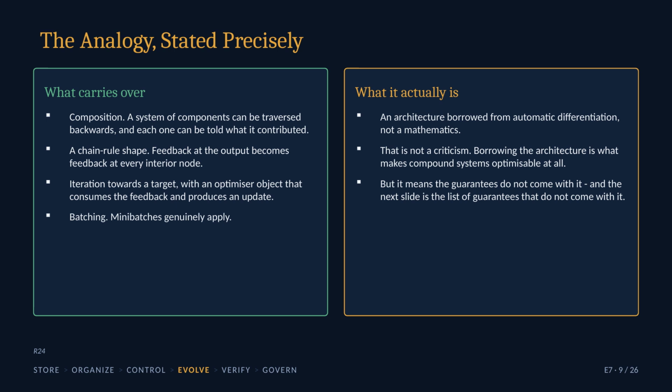What this is, stated plainly, is an architecture borrowed from automatic differentiation rather than a mathematics. That is not a criticism, borrowing the architecture is what makes compound systems optimizable at all. It does mean the guarantees do not come with it. Borrowed architectures are how most engineering progress happens, so this is a compliment.